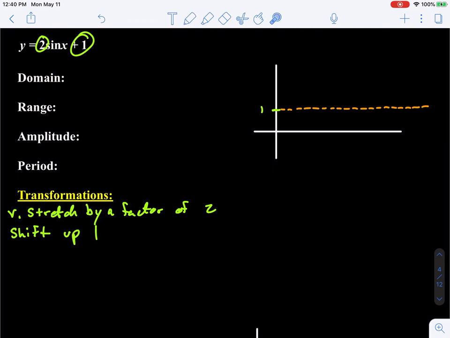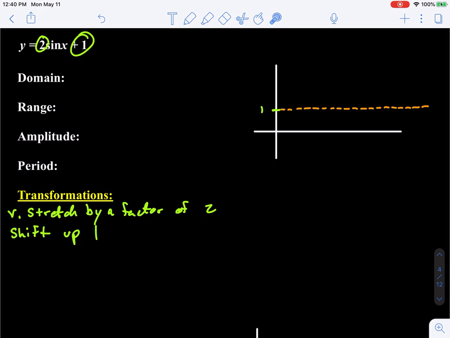We want to sketch where the central axis is. The only thing that's going to affect your central axis is a shift up or down. That tells you this number, whatever you're adding or subtracting on the end of your function, that will tell you where that central axis is located, whether it's shifted up 1 or down 5 or wherever. So you draw a horizontal line.